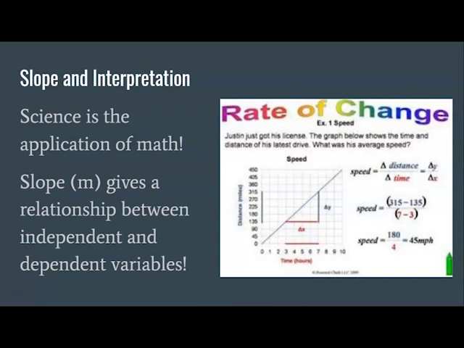It says here, slope and interpretation. Science is the application of math. I always say if science and math were people, they'd be in love. All right? So slope, we see that as M. It gives a relationship between independent and dependent variables. It's giving us that relationship. So down here, this graph is showing you miles per hour, and that line is showing you how far you're going over a certain amount of time. Okay?